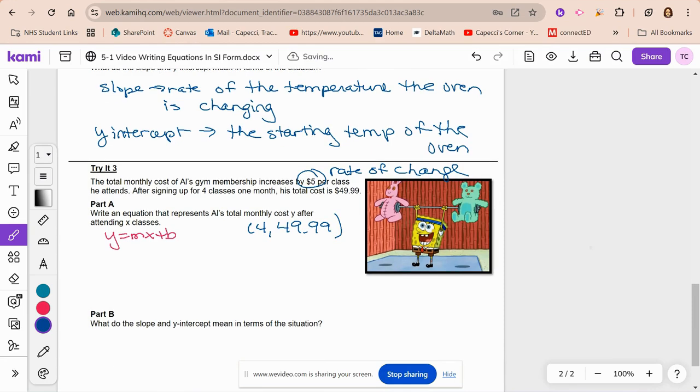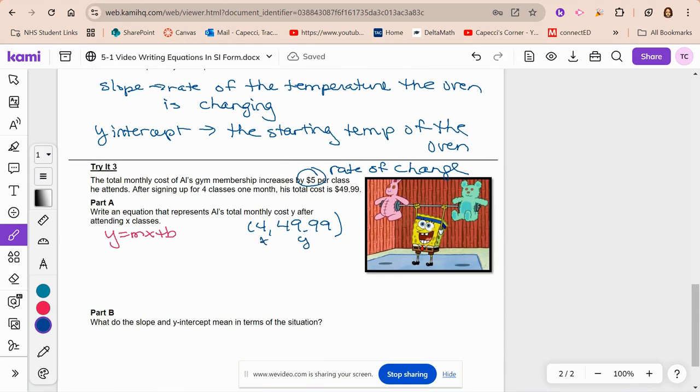Okay. So let's see how we do. So this is my X and this is my Y. So I have 49.99 is equal to my slope. It's going to be positive, right? Because for every class you go to, you're going to be charged $5 more. And my X value is 4, right? There are 4 classes. And then plus B, that's what we're trying to find.